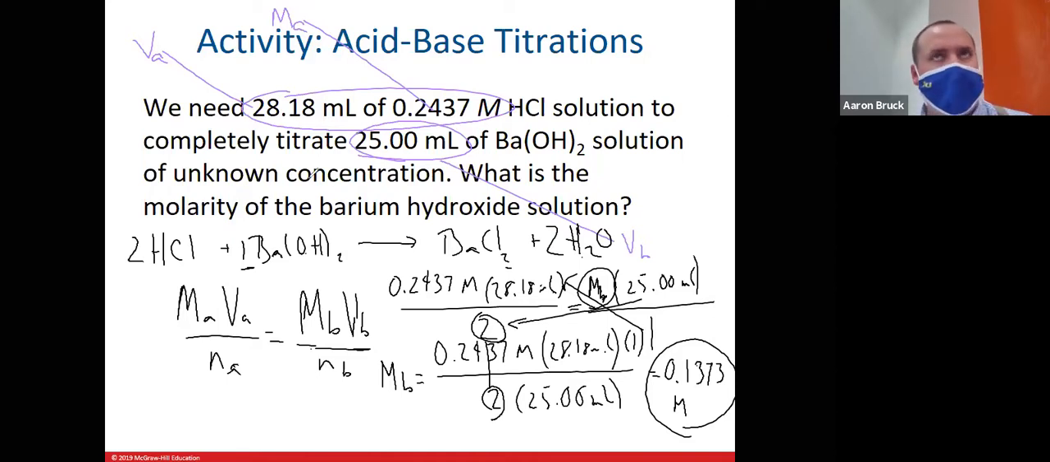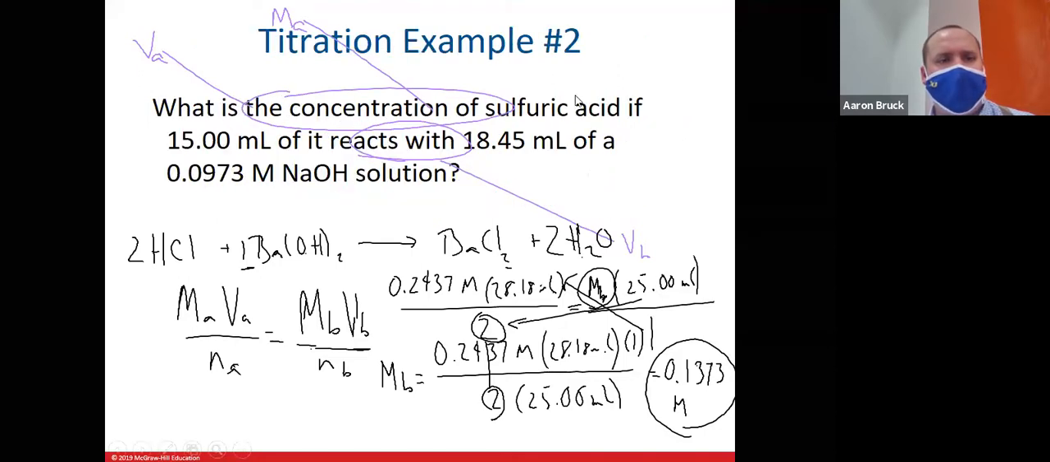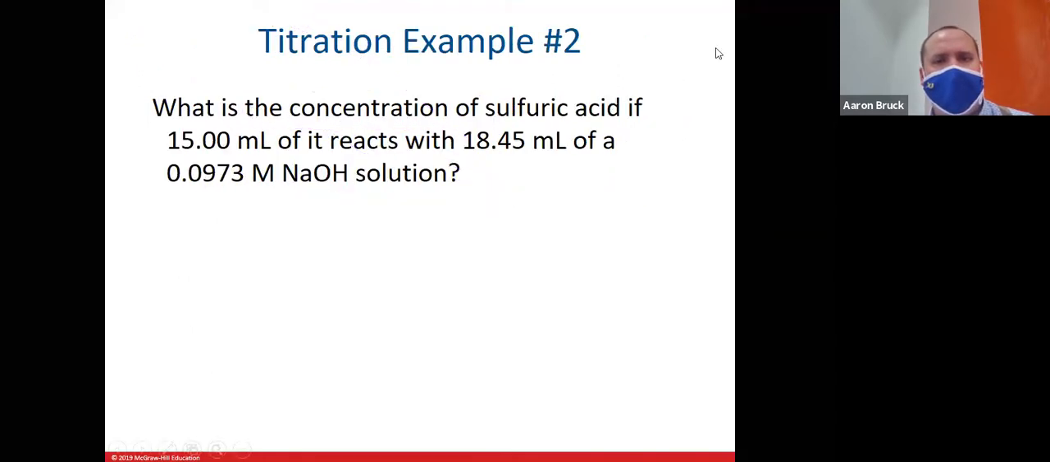All right. Any other questions from this example? All right, let's try another then. So in this one, we're asked for the concentration of sulfuric acid if 15 milliliters of it reacts with 18.45 milliliters of a 0.0973 molar sodium hydroxide solution.